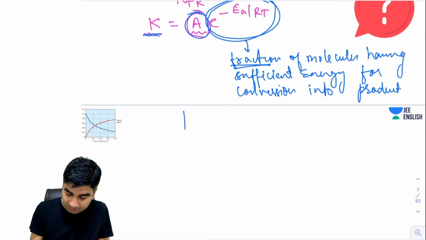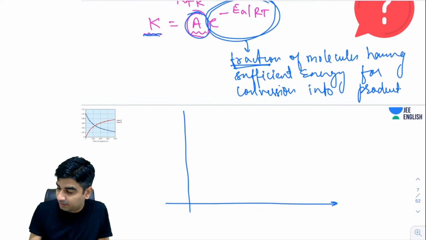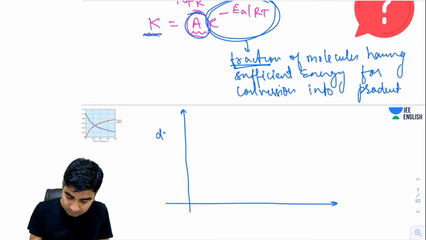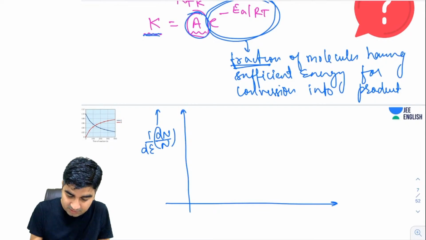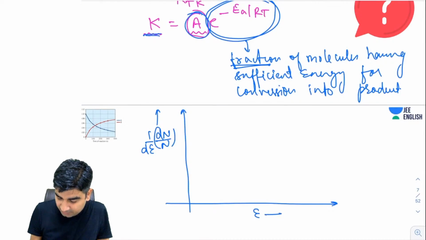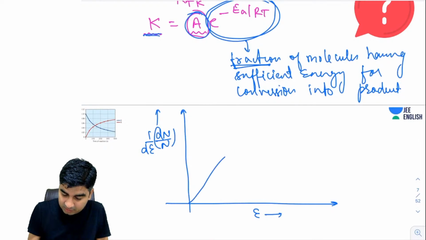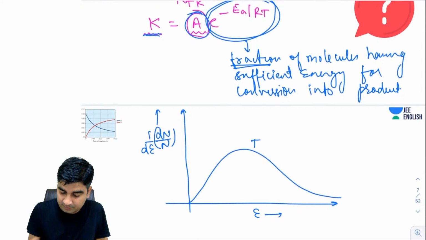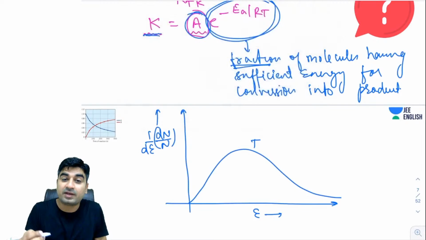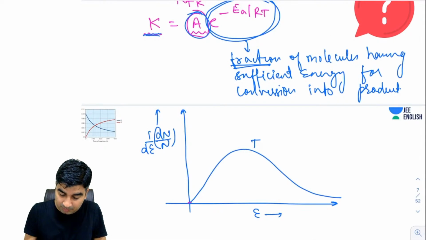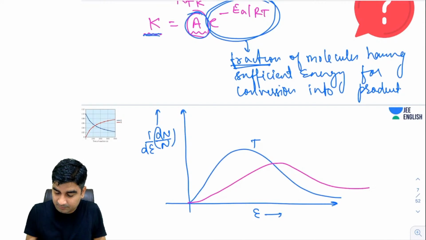Let me tell you. Suppose here I draw dN upon N, this is the fraction, and 1 upon dE, this is kinetic energy, and it is E. So if we plot this at temperature T1, this is at T. So if we increase the temperature, then the plot will be like this.